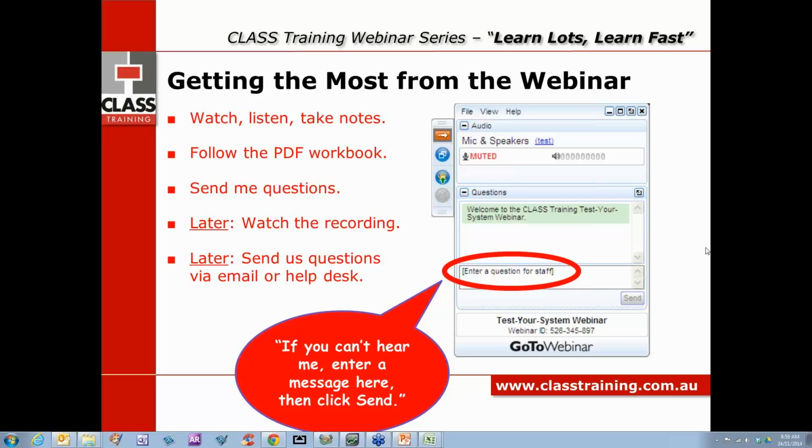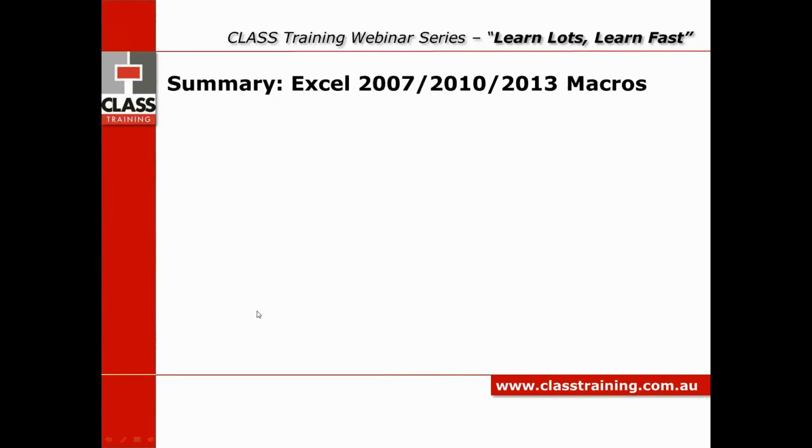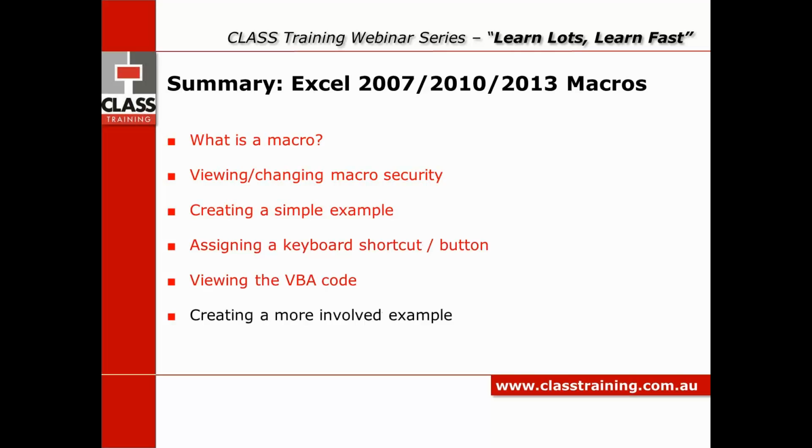Okay, so we go through a very quick PowerPoint about what we're going to cover in the session. The summary, this example is on Excel macros, and what is a macro? We're going to cover how we look at changing macro security. We're going to cover a simple example of a macro, how to assign a keyboard shortcut. So we run through a very quick summary of what we're going to do in the session, so people know what's going on, and then obviously they can bring their questions through as well.